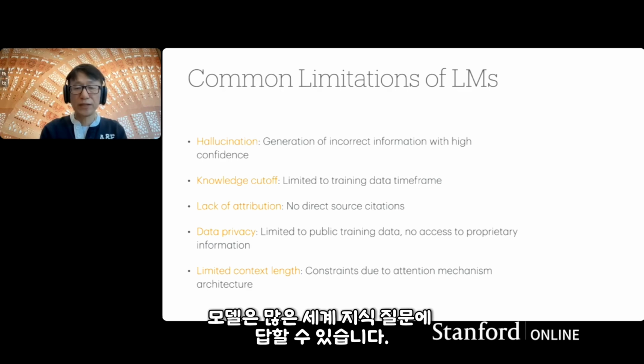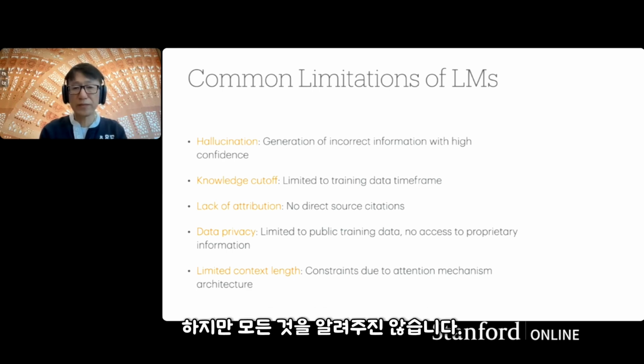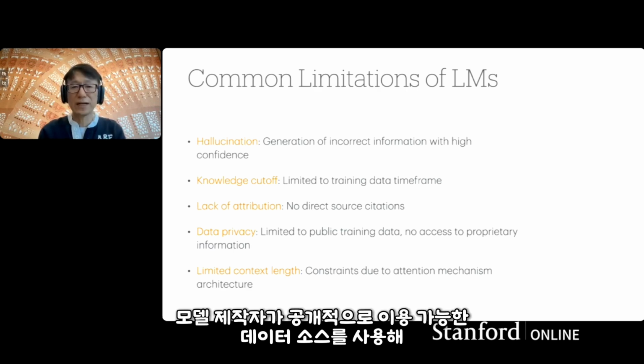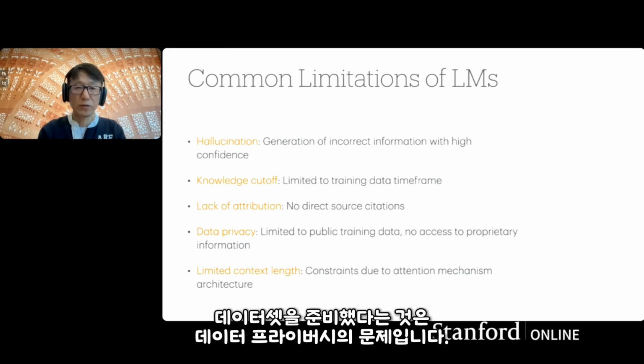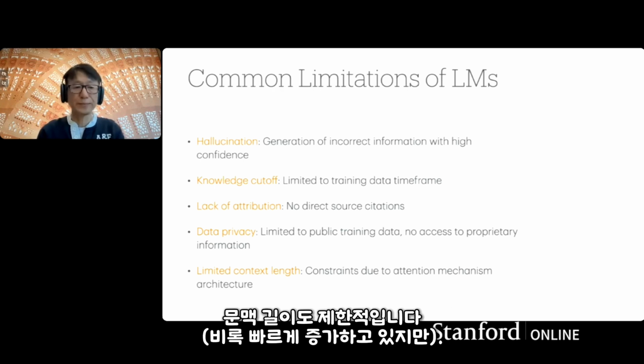Lack of attribution. The model can answer a lot of world knowledge questions and those general questions. However, it may not tell you where it drew the answer from, from any particular specific data source. Data privacy is another factor: model creators prepare the data set using publicly available data sources. That means the model has not seen your proprietary data set from your organization or particular domain.